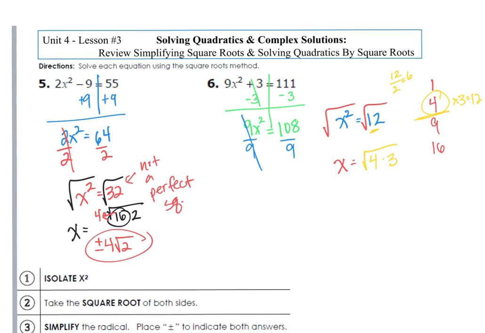And then again, what comes out will be the square root of the perfect square. What's coming out is 2. So our answer here, we have x equals 2. The remainder that wasn't the perfect square stays in. And then we throw a plus or minus sign in front because it could be the positive or negative value of this, because squared, they both would result back to 12.